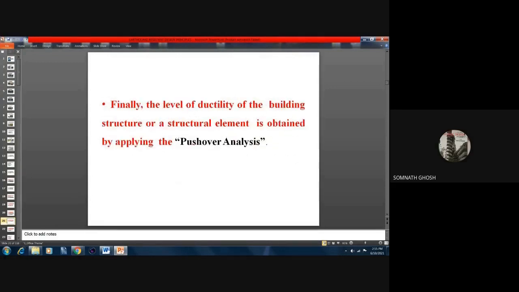Finally, the level of ductility of building structures is obtained by applying pushover analysis. It is there in your IS 456. And this pushover analysis is very, very important. You see, I was talking about the sequential failure and all these things, rusting information, all these things. So, pushover analysis will be able to take care of those things.